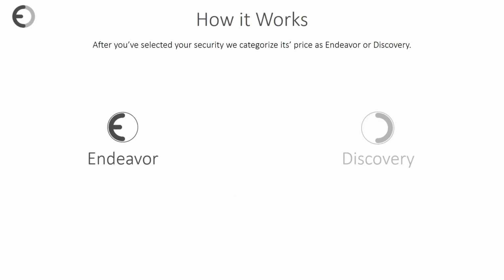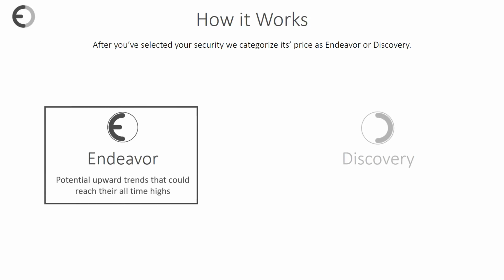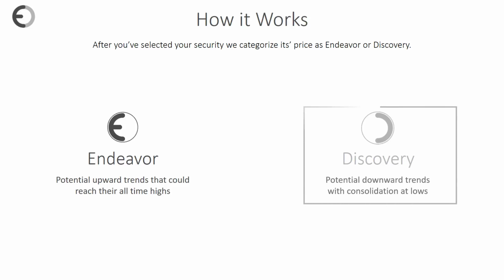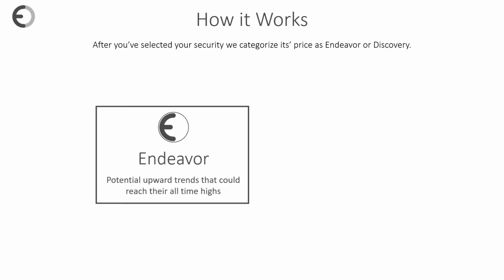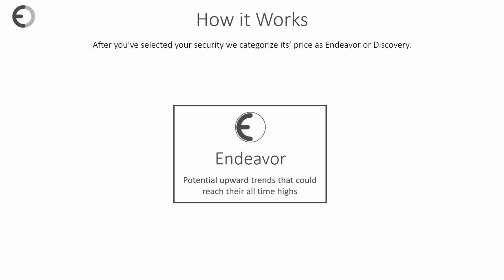After you've selected your security, we categorize price as Endeavor or Discovery. The Endeavor category represents potential upward trends that could reach their all-time highs. However, the Discovery category represents potential downward trends that are likely to consolidate at lows. With these classifications, you'll be able to tell at a glance if price is more likely to make upward or downward trends. Today, we're going to focus on the Endeavor category, potential upward trends that could reach their all-time highs.